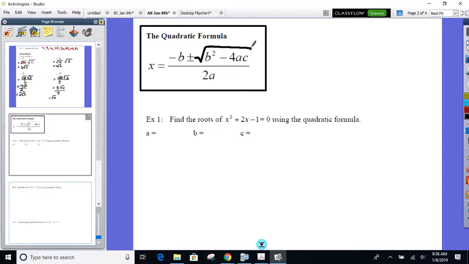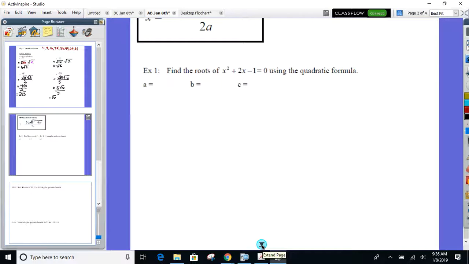Everyone see an A, a B, and a C value, right? Those are the ones we talked about yesterday, and we're going to plug them in. All right, here we go. I should probably first talk about this word here, roots. That's the same thing as solution. Roots, solutions to this trinomial.